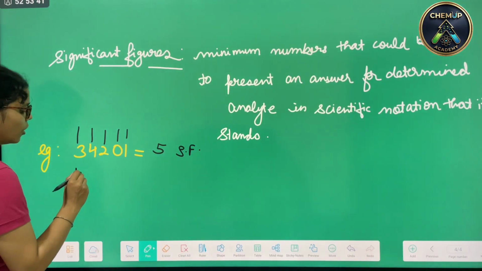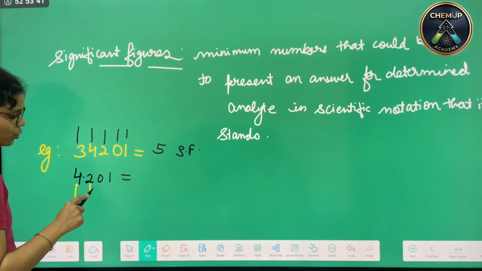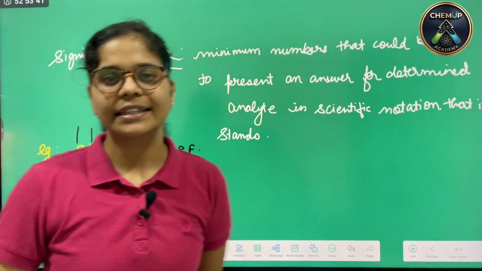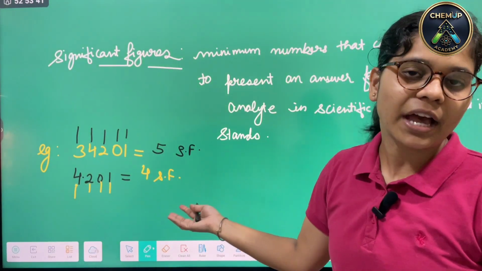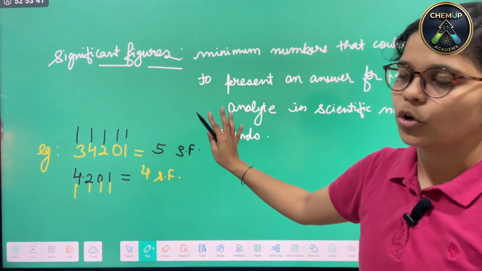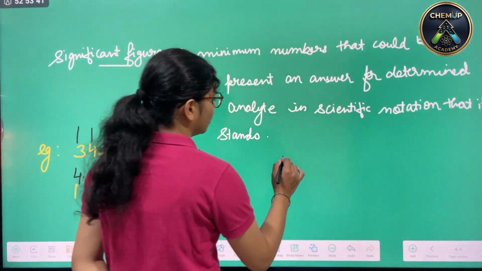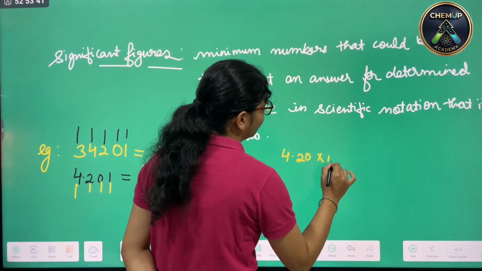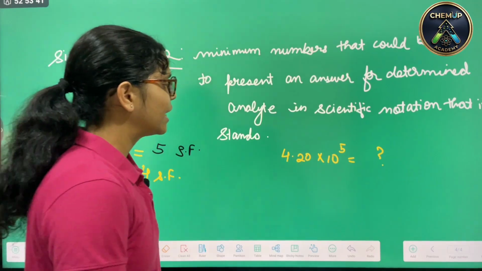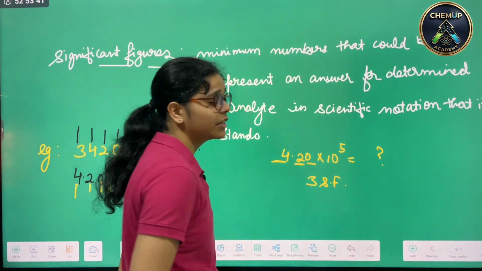Let's take another example. 4.201. It will give me 1, 2, 3, 4. It has 4 significant figures. So just counting like that and getting to the significant figures is what we have to do. But it's not that easy. What you see on the page is not actually that easy. What if I give you something like 4.20 times 10 to the power 5, then ask how many significant figures there are? You would calculate 1, 2, and 3. It has 3 significant figures.